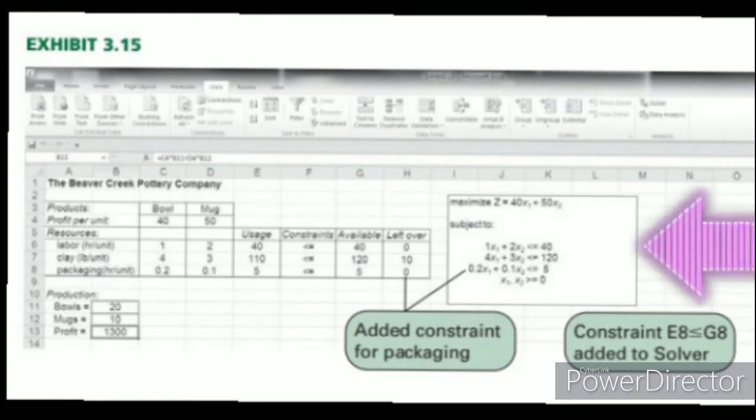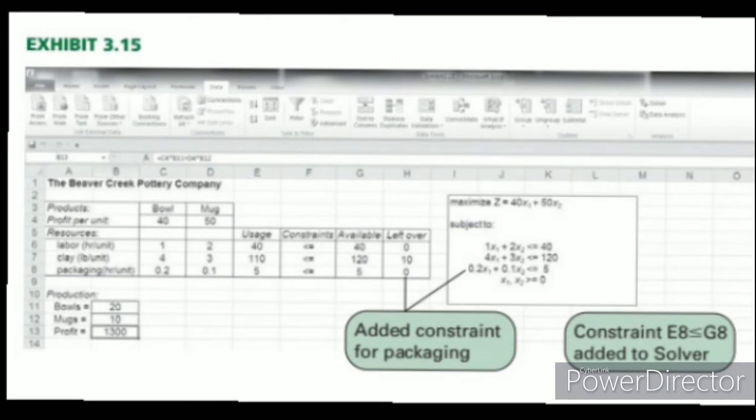In the equation, maximize Z is equal to profit per unit for bowl 40x sub 1 plus profit per unit for mug 50x sub 2. Subject to number of hours for labor, 1x sub 1 plus 2x sub 2 is less than or equal to 40. Then number of pounds of clay, 4x sub 1 plus 3x sub 2 is less than or equal to 120. Then for packaging, 0.2 x sub 1 plus 0.1 x sub 2 is less than or equal to 5. Then x sub 1 and x sub 2 are greater than or equal to 0.